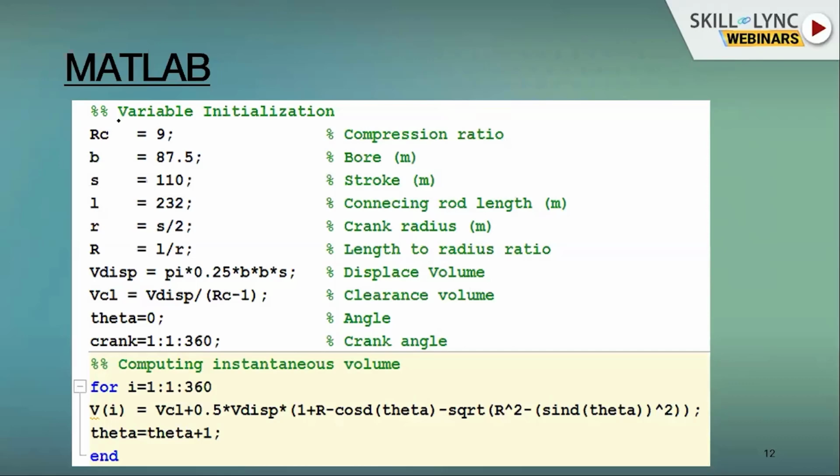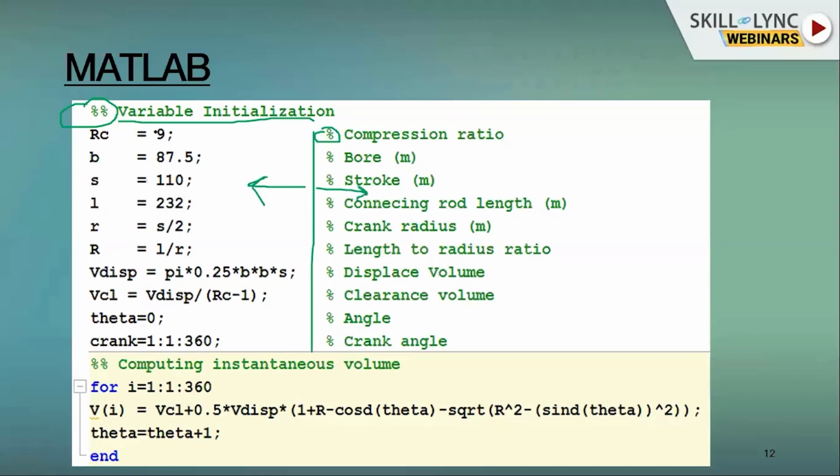The first part is variable initialization. So don't worry about this. This is just for comment, so that if I'm showing it to you, you can understand what I'm trying to do. This will not be read by the computer. This percentage sign is also for comments only. So this is just for your reference. For computer reference, this part. For our reference, this part.